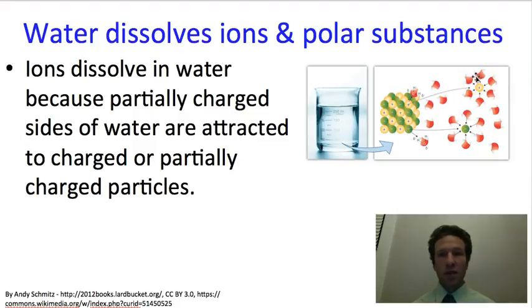Because these attractions are energetically favorable, if we take something like, let's say, sodium chloride or salt and put it into water, it is going to dissolve in order to allow the water molecules to form these rings around each of the ions. So the important thing here is that both ions and other polar substances like sugar are going to be able to dissolve into water.